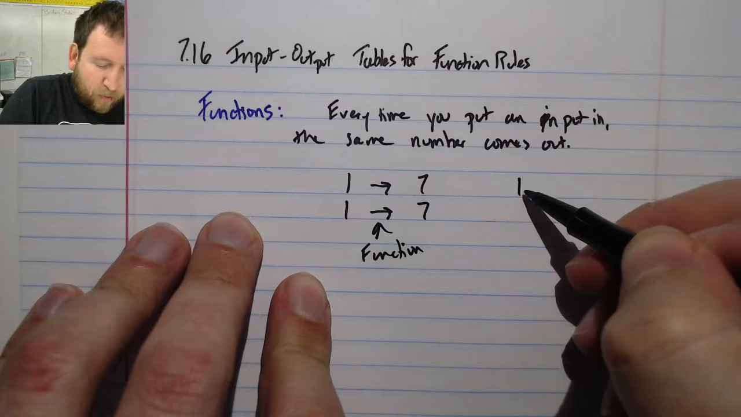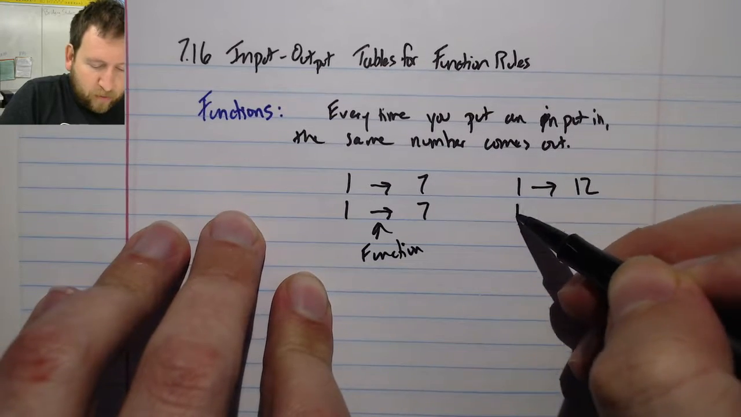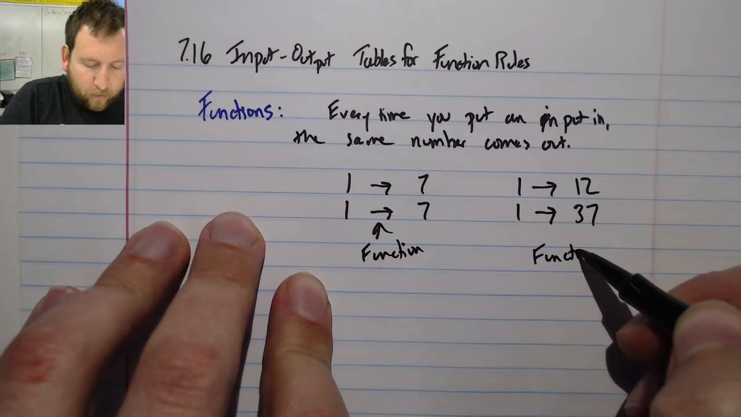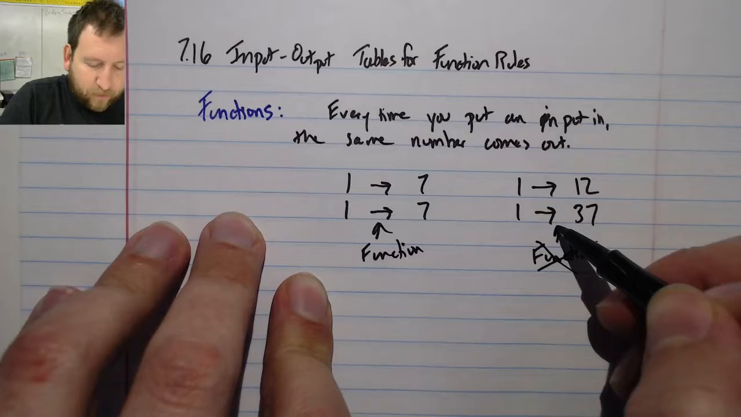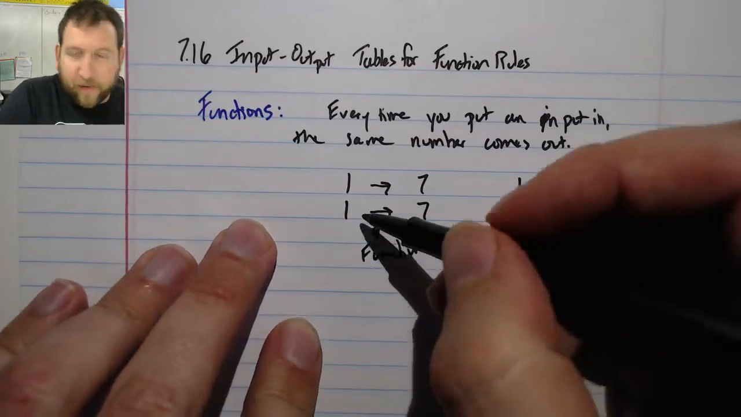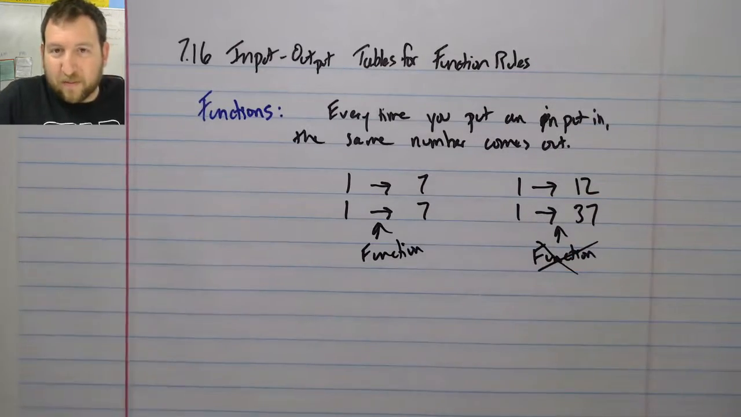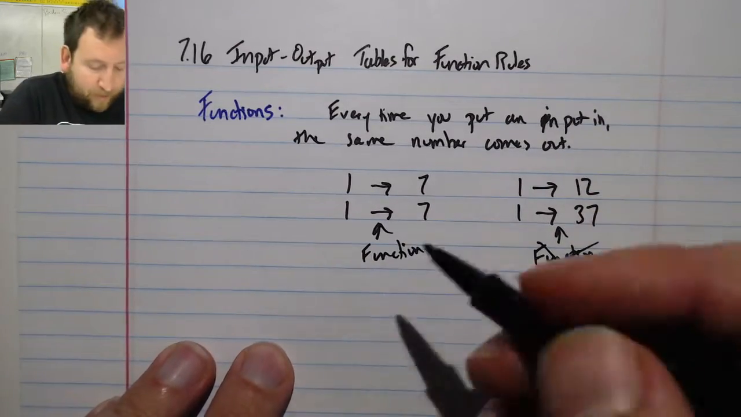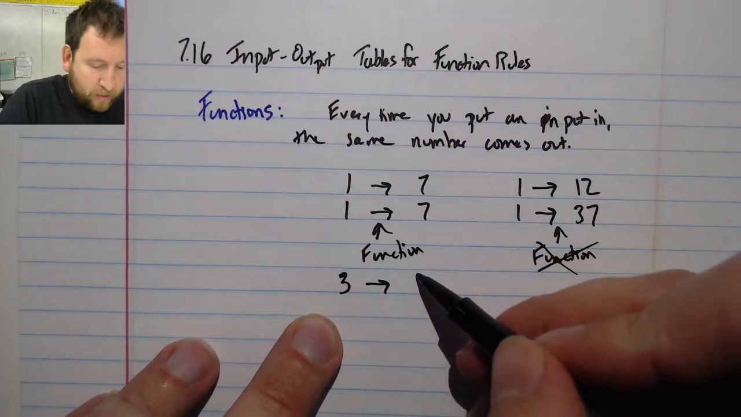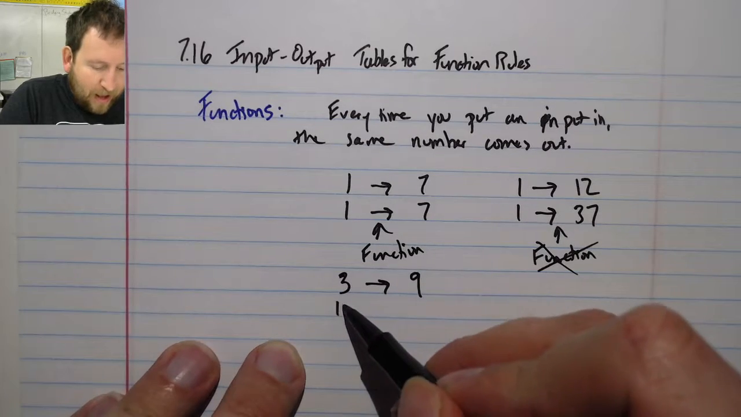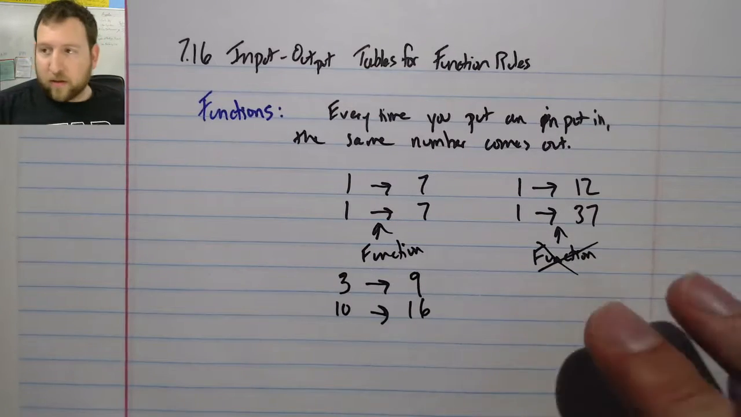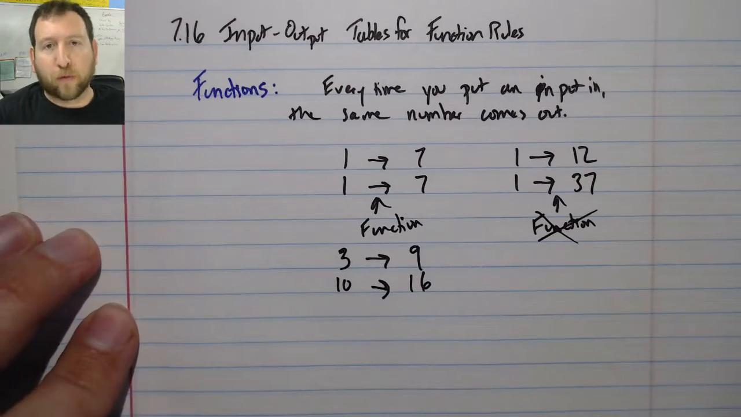But if we put 1 in and we get 12, we put 1 in and we get 37, this is not a function. In this case, we could even figure out what appears to be the rule. Even if I put a couple more numbers into this machine, say I put 3 in and out comes 9, and say I put 10 in and out comes 16. Well, now we can even develop a rule for what this function is.